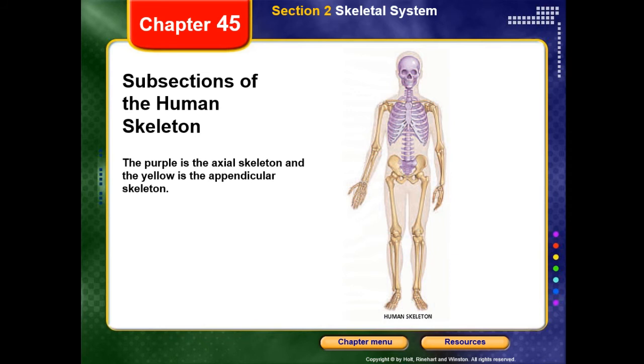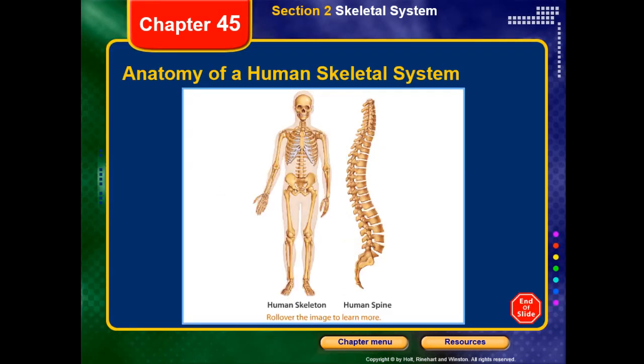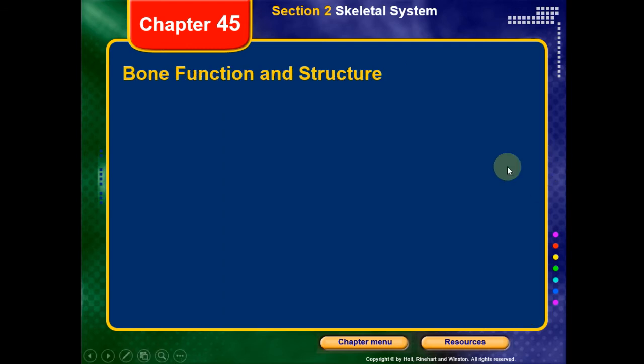Now, if we take a look at this picture, we'll see this is the axial skeleton in purple, and the rest is the appendicular skeleton. Now, let's move on.